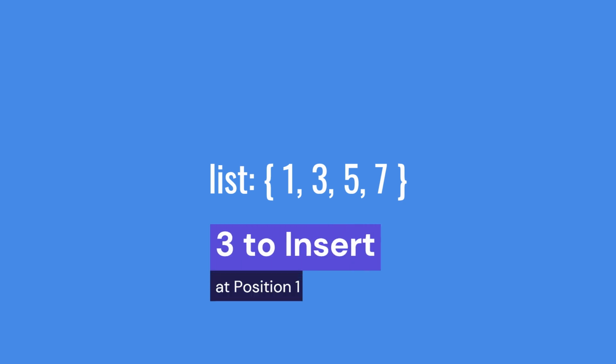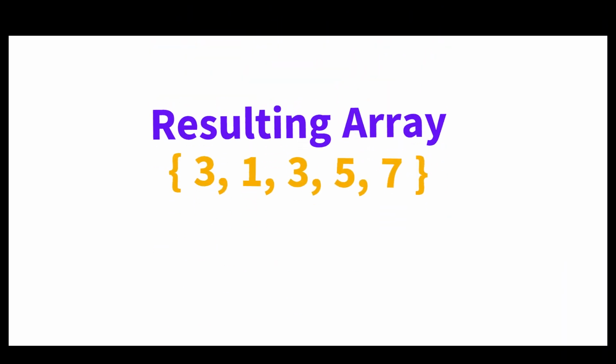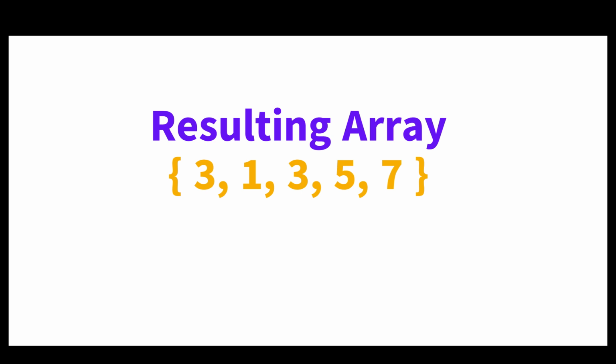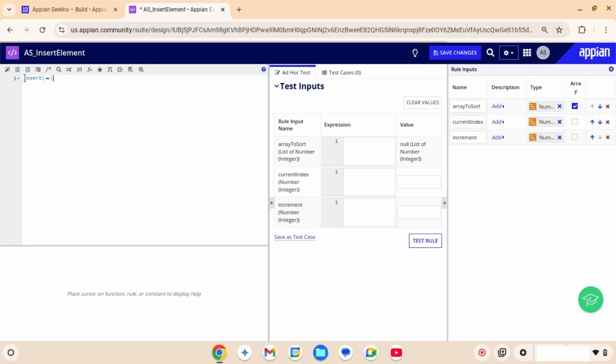Imagine you have a list 1, 3, 5, 7. Now let's say we need to insert the number 3 at position 1 in the list. The resulting array would be 3, 1, 3, 5, 7. The value 3 already exists in the list at some other position, and we want to make sure that the list size remains the same as the original. So after inserting the value 3 at the correct position, we must remove it from its old position to avoid duplication and keep the array size constant, which we are doing using the remove function.